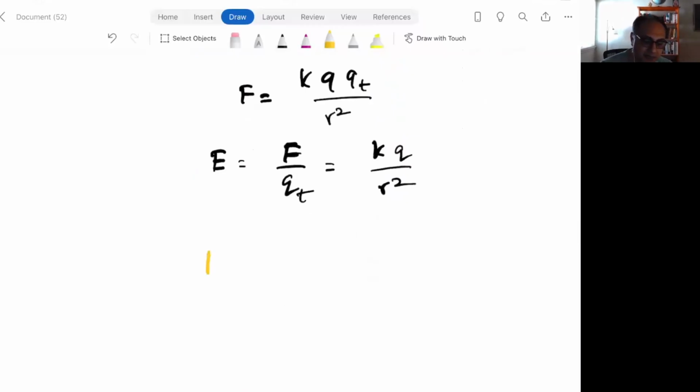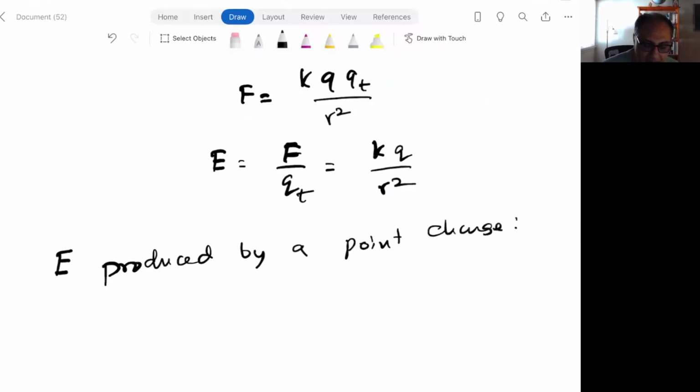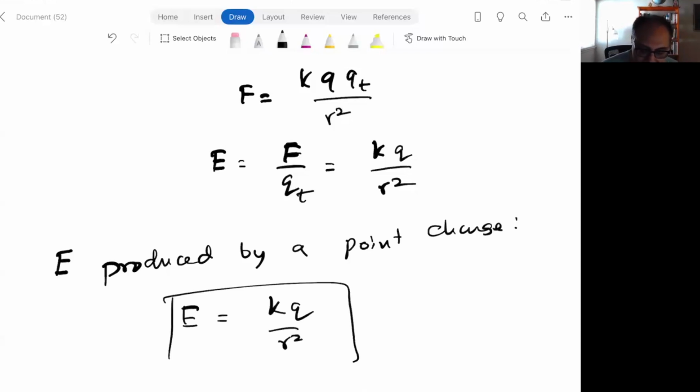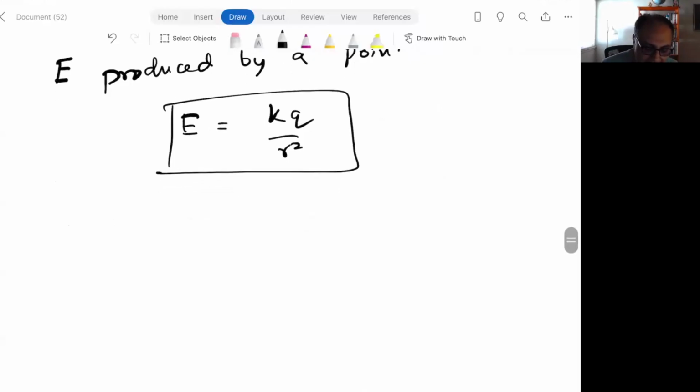The electric field produced by a point charge at a given location is given by this formula. E is equal to KQ divided by R squared. Let's make sure we 100% understand what this formula is telling us. If I have a charge Q at this location here, and I want to find out what electric field it makes somewhere over here, and this distance is R, the answer is just KQ over R squared. So K is the same K that we had in Coulomb's law.